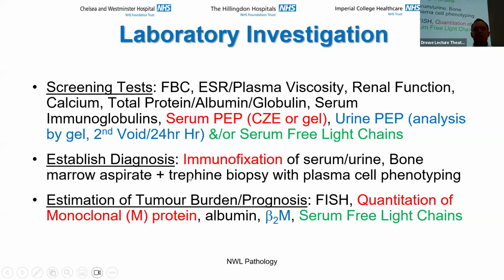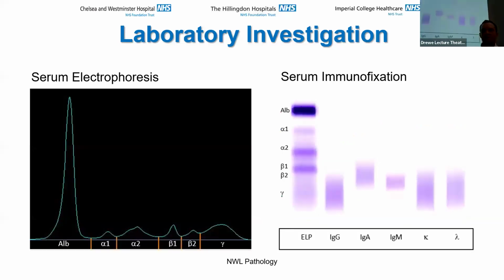To establish diagnosis, I said confirmation of your findings by immunofixation, and also in terms of looking at the tumour burden and prognosis, we can also quantitate our monoclonal M protein and also measure beta-2 microglobulin as well as our free light chain assay.